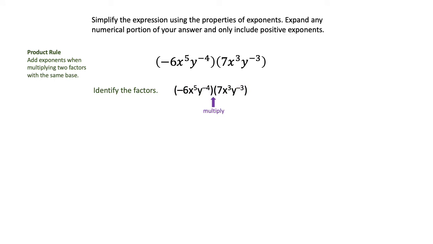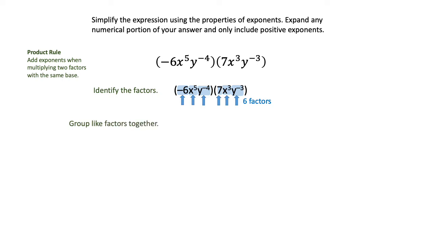And in order to identify the factors, we need to look inside the parentheses. So in the first set, I've got a negative 6, x to the 5th power, y to the negative 4th power. And in the second set of parentheses, I have a 7, x to the 3rd power, and y to the negative 3rd power. That's 6 factors that I need to multiply together.